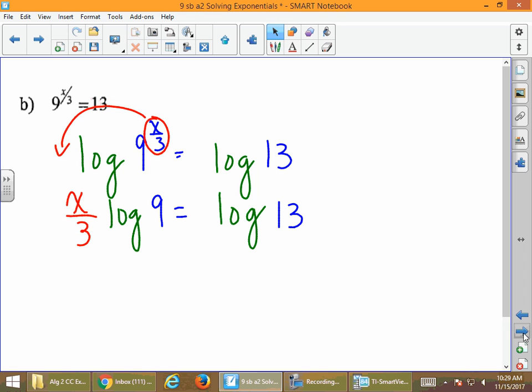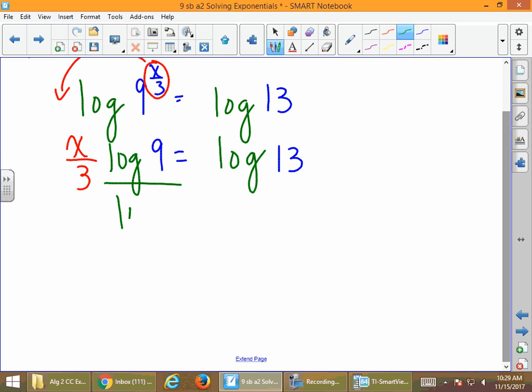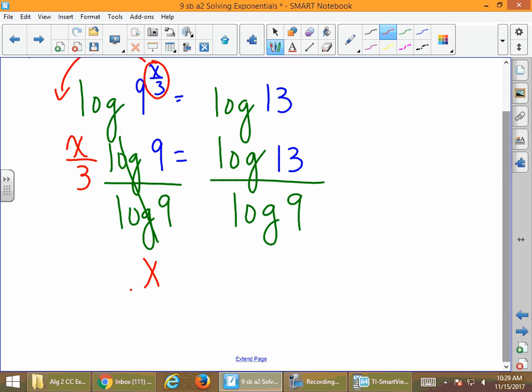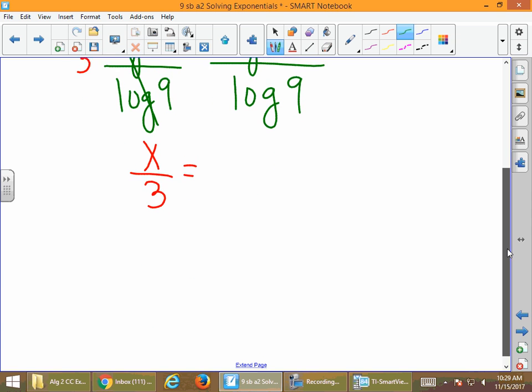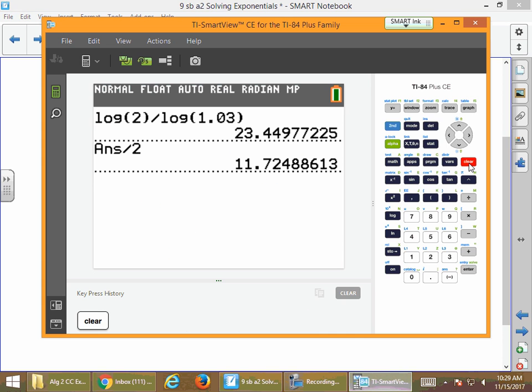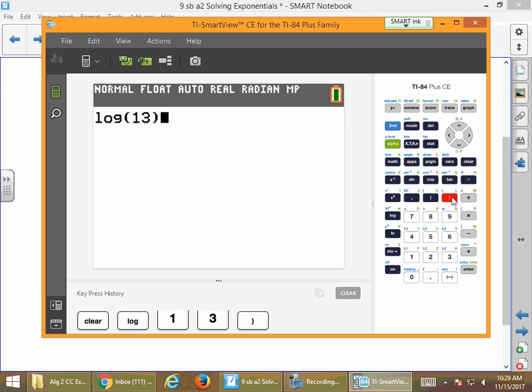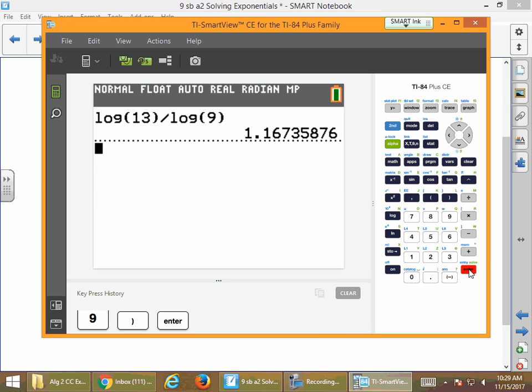And deal with the logarithms right now. It's x over 3 multiplied by log 9. So we're going to divide by log 9. And that's what we're going to type into our calculator. The log 9s on the left side cancel out. We're still left with x divided by 3. But we're going to come over here and we're going to type in log 13, close the parentheses, divided by log of 9. And get this big long decimal, which I'm going to write down a couple of places here just to be able to finish the problem. Don't take that number out of your calculator. So we've got 1.167.